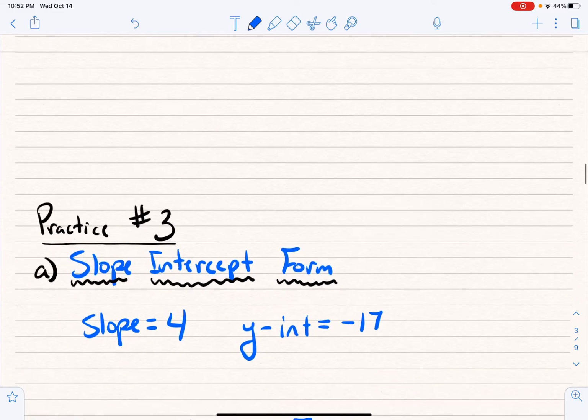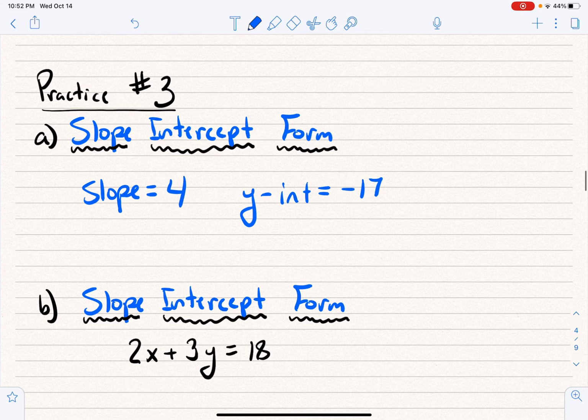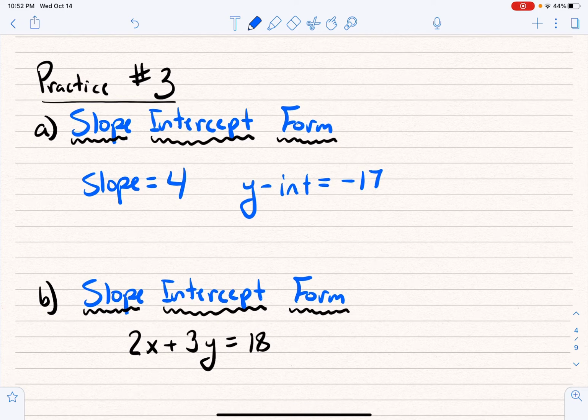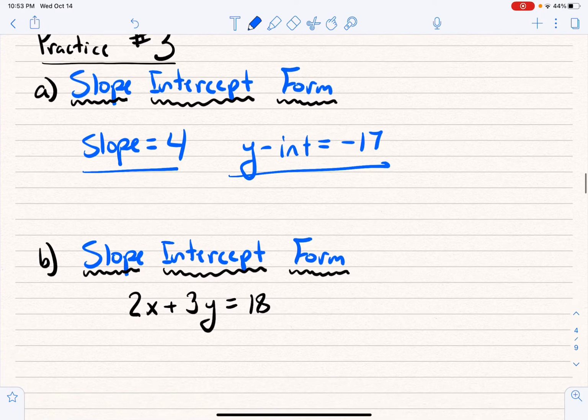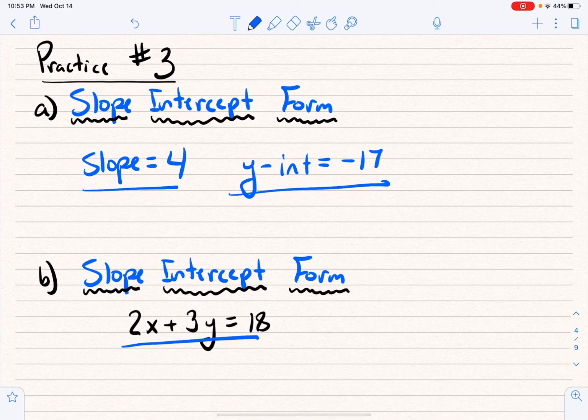All right, next. What I want to do is I want you to now, since we've talked about slope-intercept form, look and come up with 2 equations, both in slope-intercept form. I want you to come up with an equation that has a slope of 4 and a y-intercept of negative 17. And then also, I want you to convert this equation, 2x plus 3y equals 18, into slope-intercept form. Now, these are 2 different problems that have nothing to do with each other. The only thing in common is that both of them need to end up being in slope-intercept form.